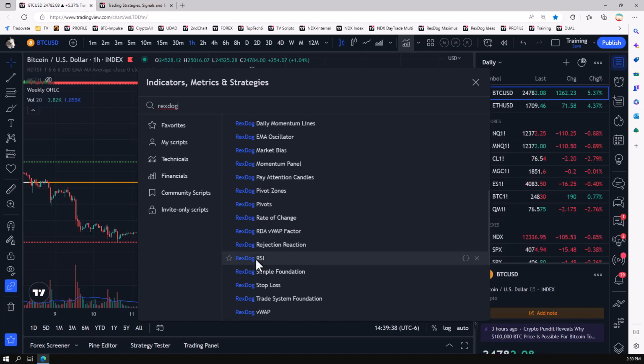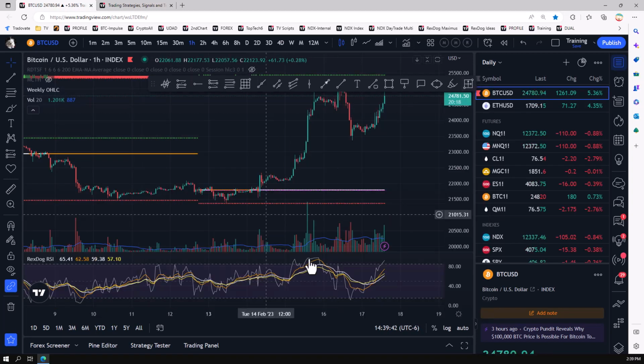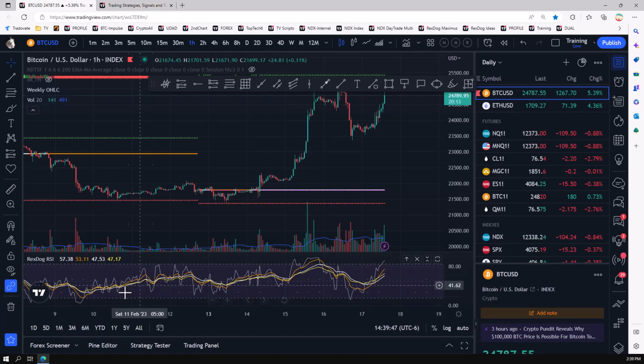This is an on-chart indicator. Oh no, this is an indicator that's on the chart, but it's a separate panel. See how it's a separate panel? It's like underneath the volume. Yeah. So it's a separate panel, meaning that you could move this up, you can move it around.